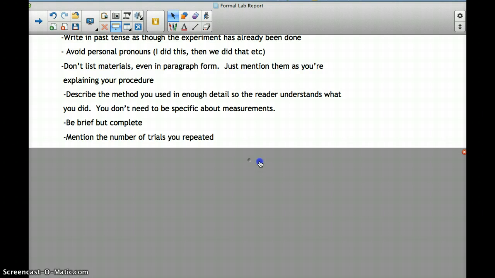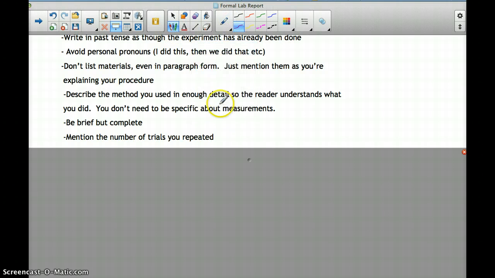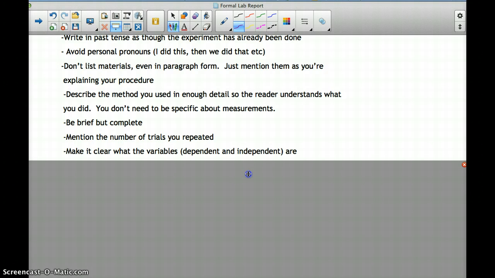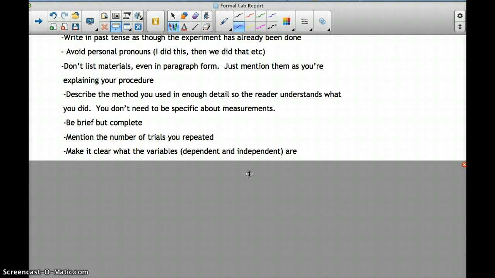Make sure you mention the number of trials you repeated. For this specific experiment, you're only going to be using 2, and that's a little odd. That's a little different. Normally we use 3, but given the amount of time we have in class, 2 will be sufficient. You want to make sure the variables are clear, what the dependent and independent variables are. You don't need to say the independent variable is this, the dependent variable is this.